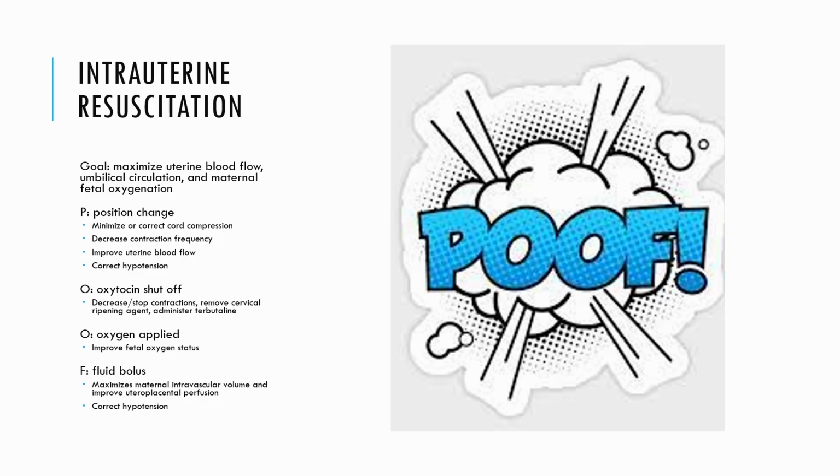Position change can also decrease how often she's contracting. It can improve the blood flow to her uterus and it can correct mom's hypotension. Okay. First thing you always do with issues, position change. The O stands for to shut off oxytocin or any other medication that might be causing contractions. So really what we want to do is decrease or stop contractions. So if she has dinoprostone or misoprostol in her system, we want to get that out. Okay. We could potentially even administer some terbutaline to stop contractions.